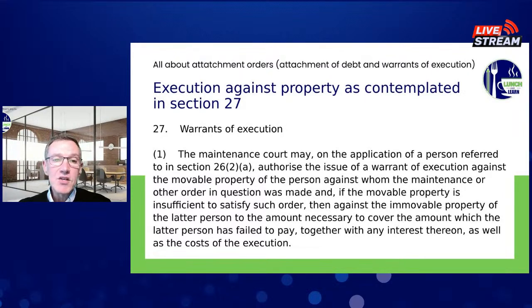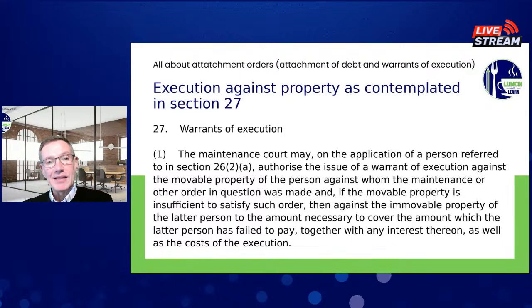Now, Section 27 of the Maintenance Act says that the Maintenance Court may, upon application of a person referred to in Section 26(2)(a), which is obviously the complainant, authorize the issue of a warrant of execution against the movable property of the person against whom the maintenance order in question was made. And if movable property is insufficient to satisfy such an order, then against the immovable property of that latter person. The amount to be recovered is the amount he has failed to pay, together with any interest thereon, as well as the cost of the execution.